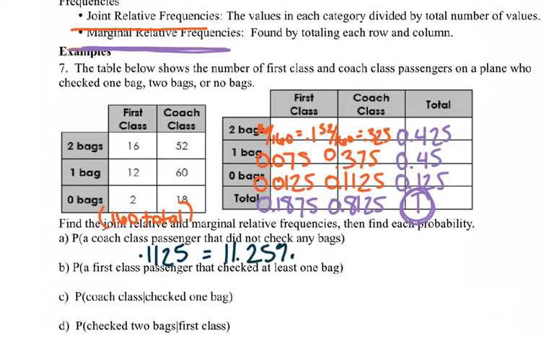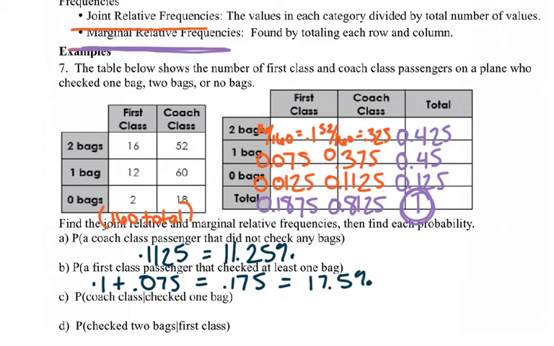Alright, so for part B, a first class passenger that checked at least 1 bag, that means they could have checked 2. I'm going to add 0.1 and 0.075. So I get 0.175, which is the same thing as 17.5%.